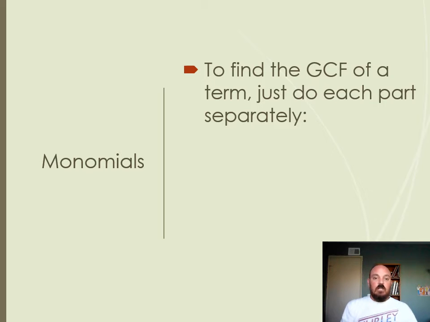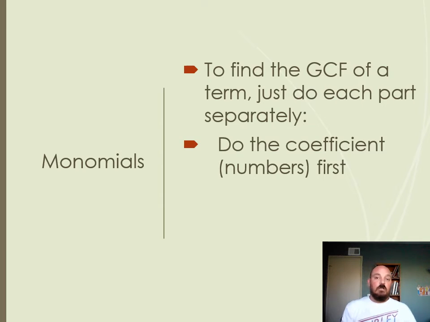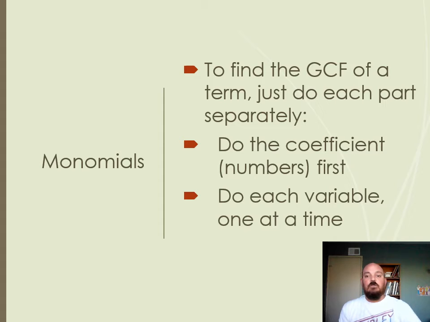So now, let's say we are talking about monomials, or what we call terms, one single term. If I ask you to find the greatest common factor, or the GCF, all you have to do is do each part separately. Do the number part first, or the coefficients first, and that's what we talked about in the last lesson. That's when you find the biggest number that can divide into each one. And you can use factor trees if you want. Then you go through each variable one at a time. There can be more than one variable in a problem. And you take the lowest power that is common among them. So let's look at an example.